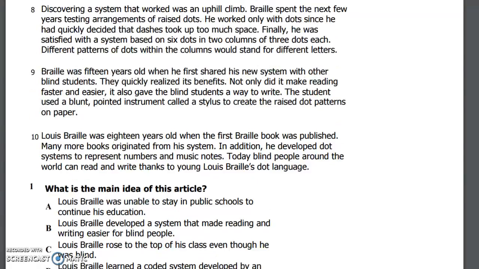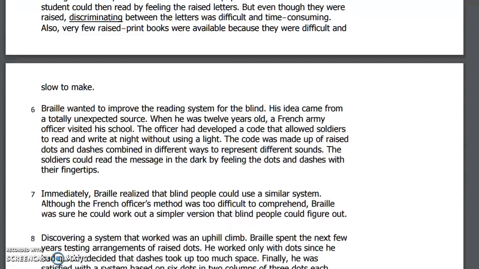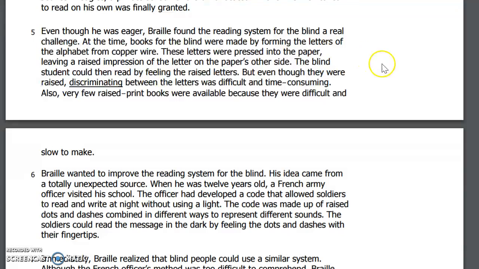So had I not read the sentence that was before it and the sentence that was after it, I may have plugged one in and it would have made sense. That's why you've got to read the sentence before and you have to read the sentence after in order to make sure that it makes sense when you do it.